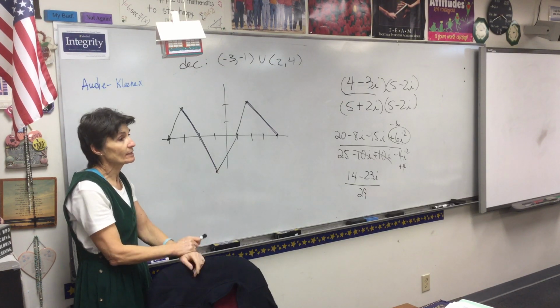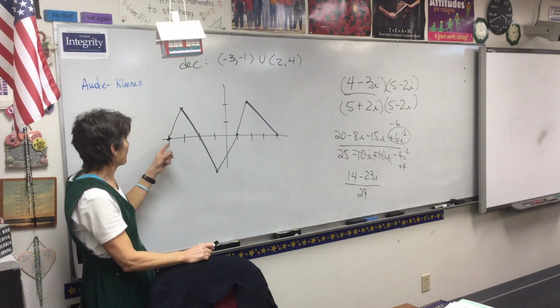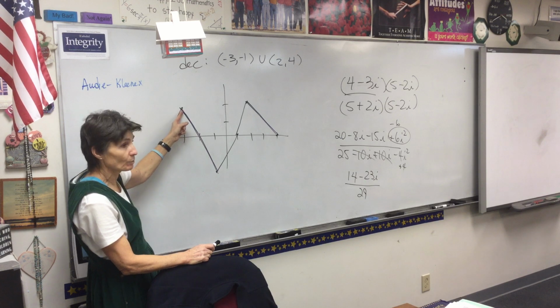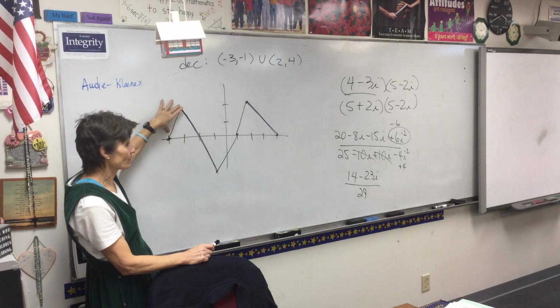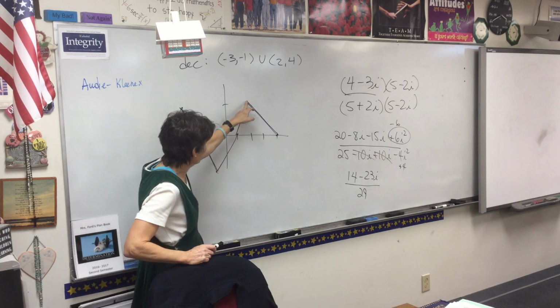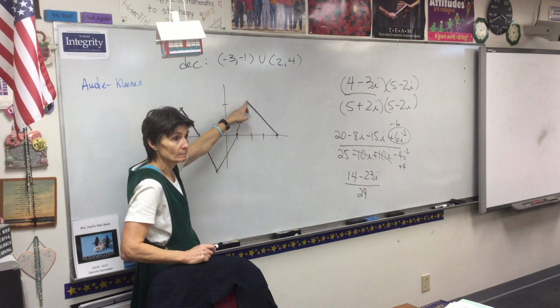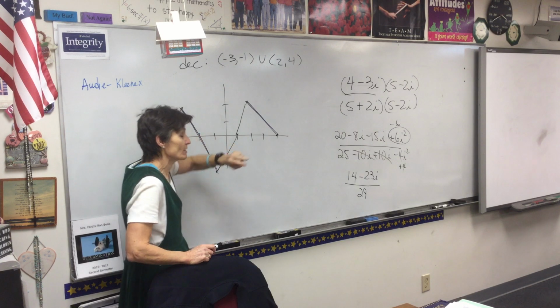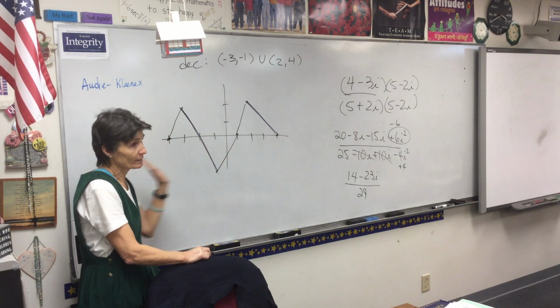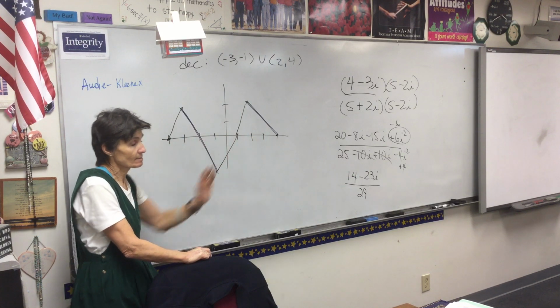I could just as easily do the ones where I'm going up. I'm going up from, let's see, what is this, -4 to -3. I'm going up. And then I'm going up again from -1 all the way to 2. Remember, I'm doing x values. When I write these intervals, it is x values. Going left to right, x's.